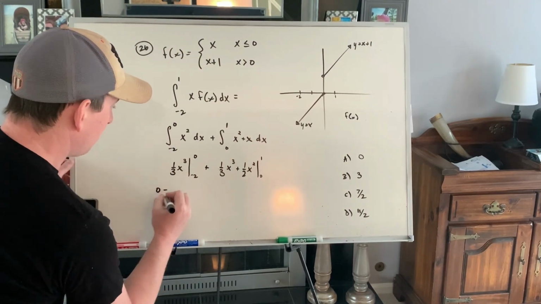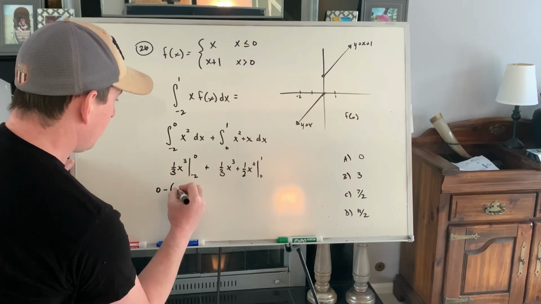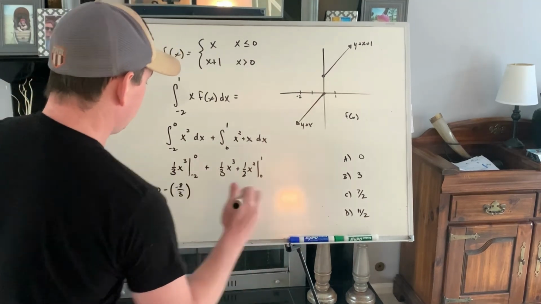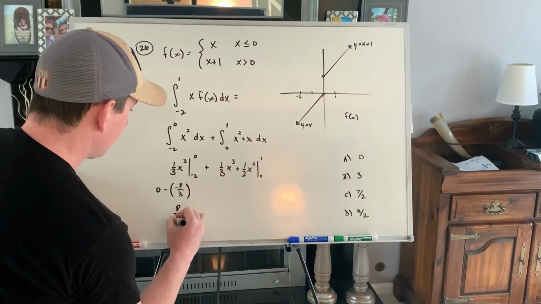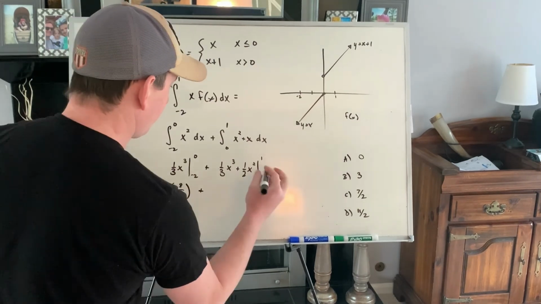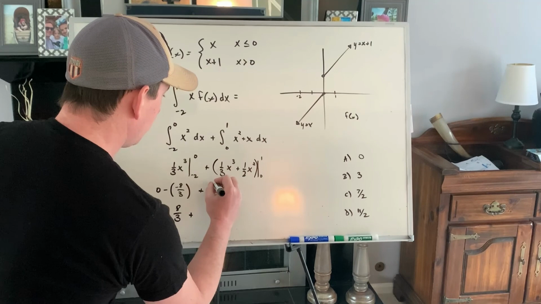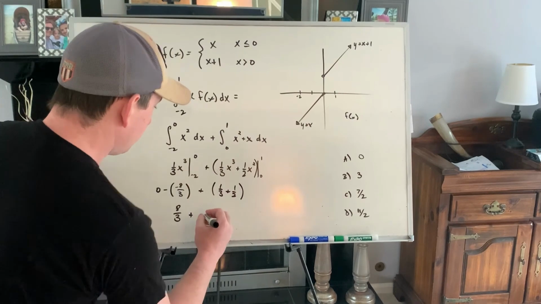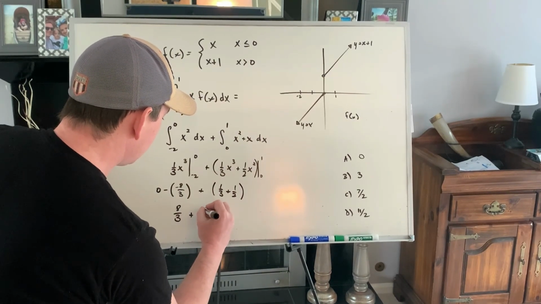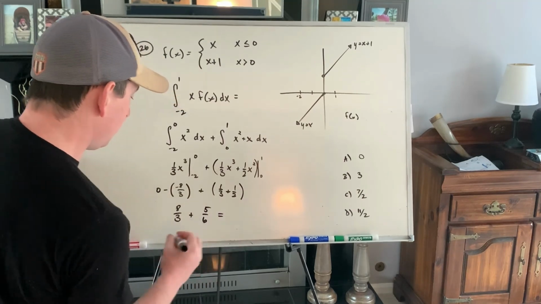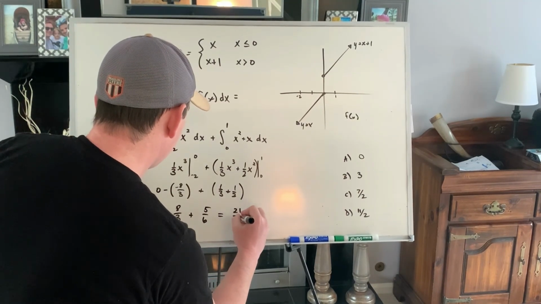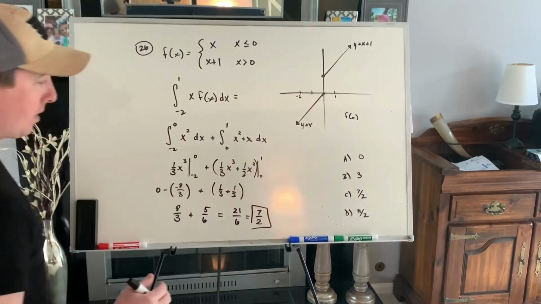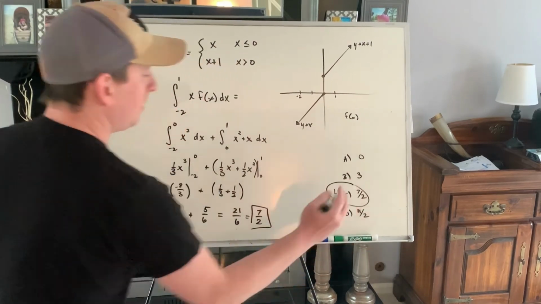This will be 0 minus -8/3. Sorry, this is getting kind of small. Or just 8/3. Plug in 1, we'll get 1/3 plus a half, minus 0. So I'm getting 7/2. Done.